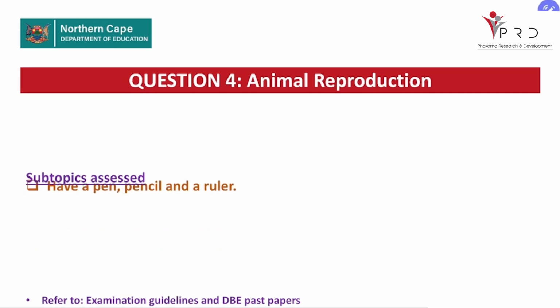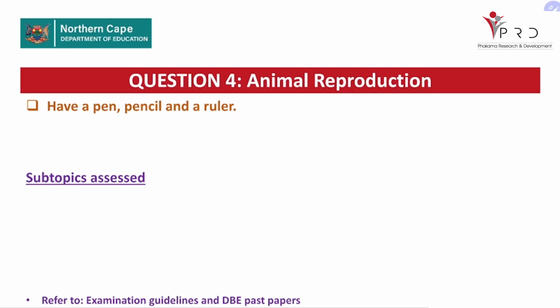But prior to that, what is expected when you are working on question 4? You must have a pen to write. You must have a pen, you must have a pencil and a ruler. Those things, you need them. Don't bring along your Tippex because you're not supposed to use it.